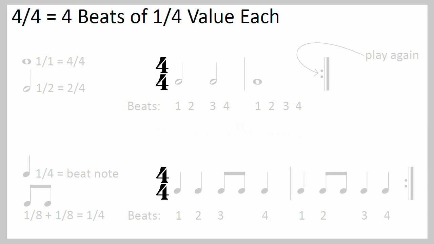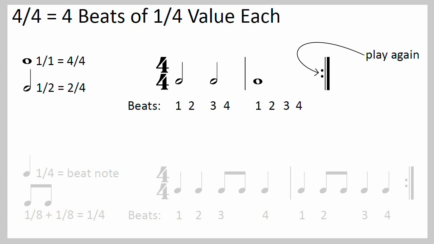The time signature for these examples is 4/4, so each measure has 4 beats, and the value of each beat is 1/4. In this rhythm, the first measure has 2 half notes, and the second measure has 1 whole note. In 4/4 time, a half note gets 2 beats, since 1/2 is equal to 2/4, and a whole note gets 4 beats, since 1 is equal to 4/4. So the rhythm sounds like this. 1, 2, 3, 4, 1, 2, 3, 4.